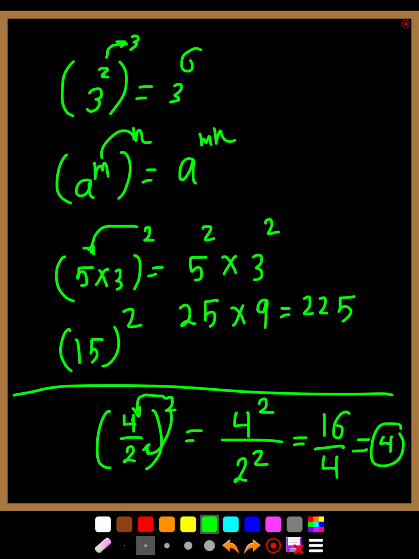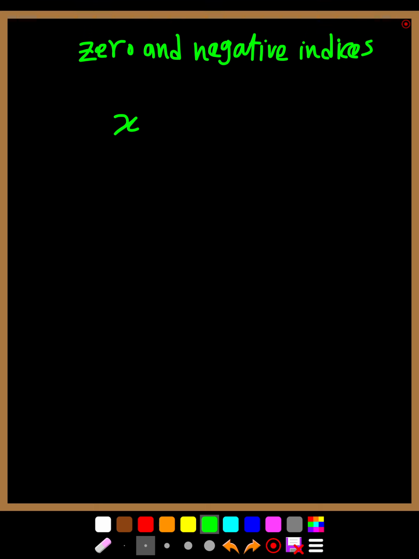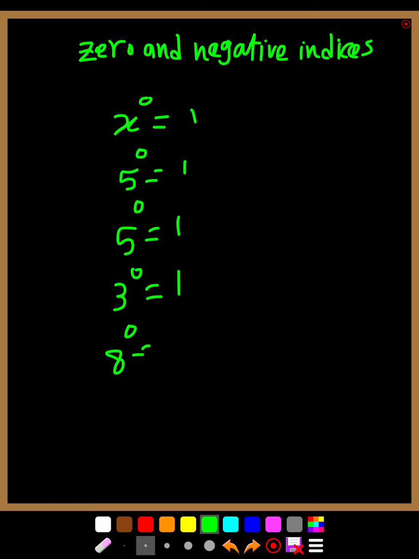Let's work on something called zero and negative indices. Any number raised to 0 equals 1. 5 raised to 0 equals 1. 5 power 0 equals 1. 3 power 0 equals 1. 8 power 0 equals 1.